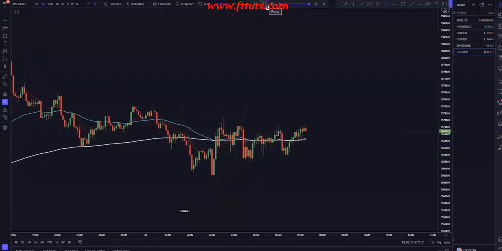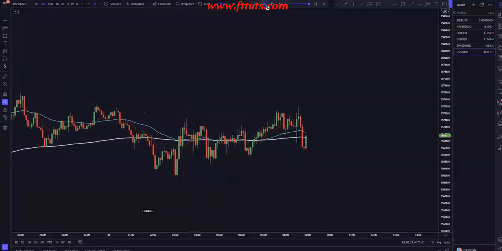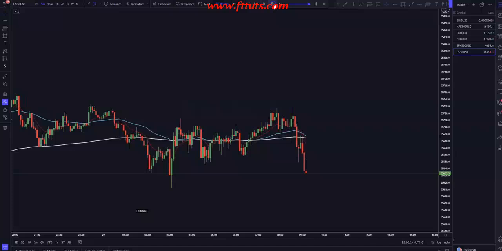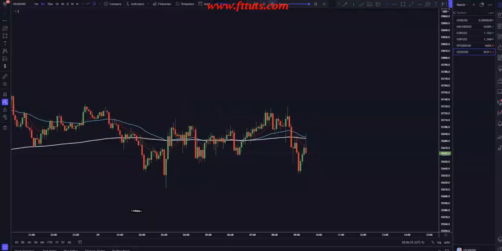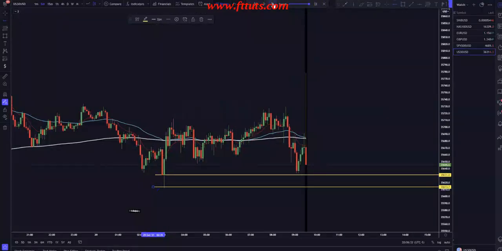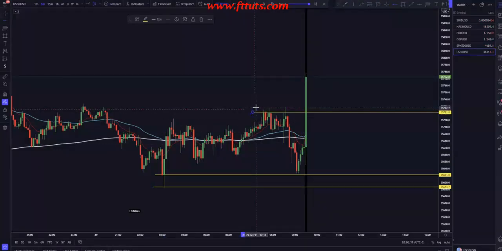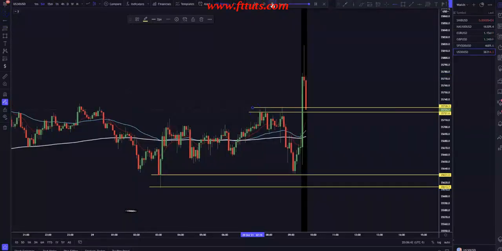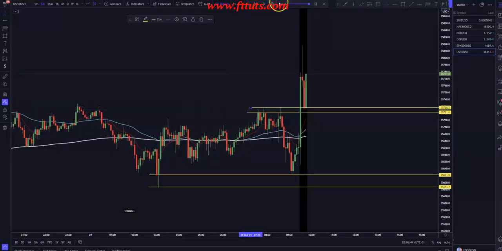Oh, this is Friday too. So I see this level right here. Something to look at. Okay, it pushes up really hard. Got a swing high over here. Let's see what it does. That's the entry right there.